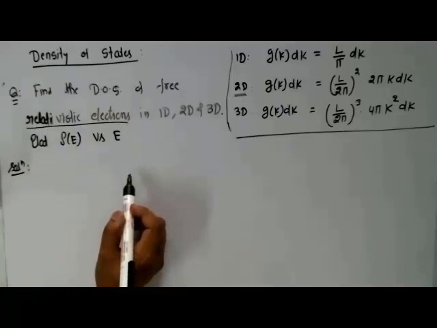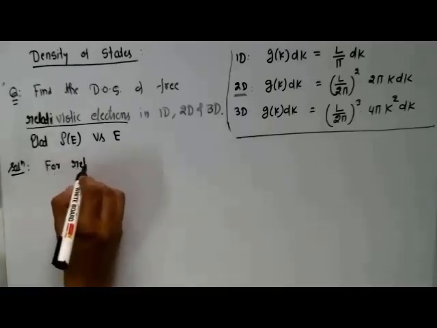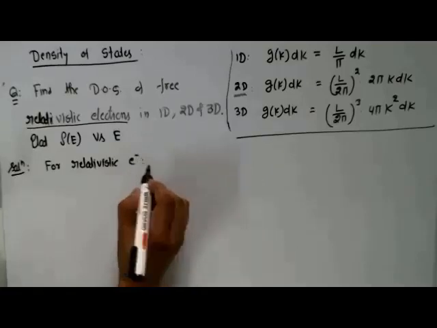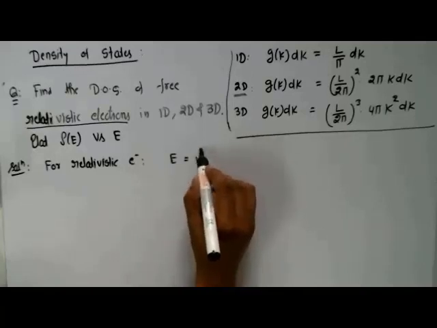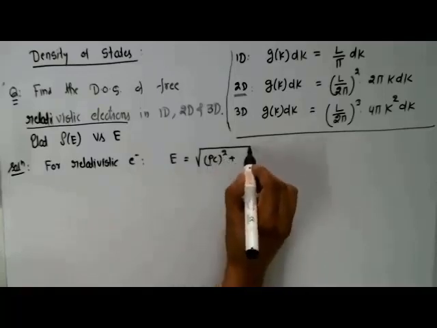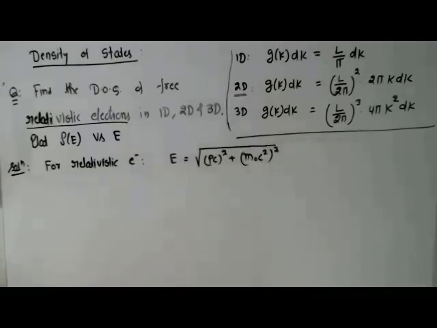Now the energy of relativistic electron is different from the non-relativistic electrons. So I hope you are aware that for a relativistic particle or relativistic electron, I mean, this is true for any particle which is in the relativistic region. So this E squared is equal to (pc) whole square plus (m naught c square) whole square. This is the expression for the energy in the case of relativistic electron.